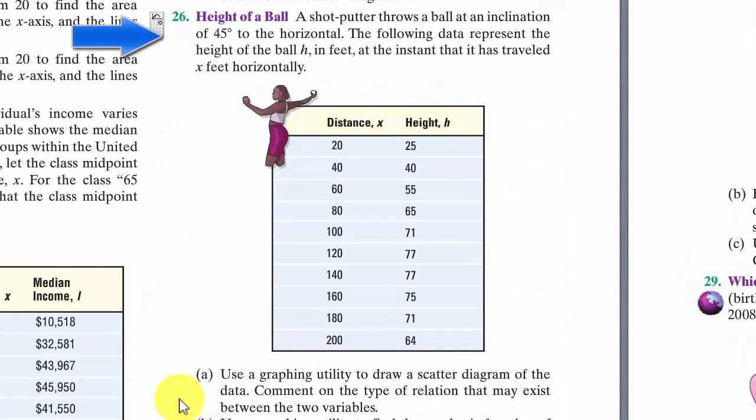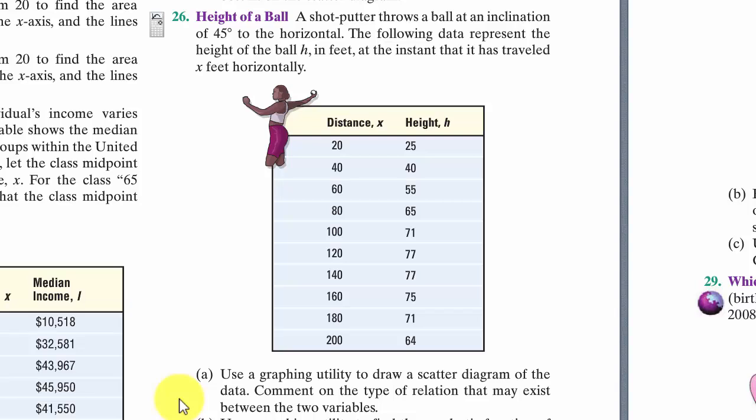The question says, height of a ball. A shot putter throws a ball at an inclination of 45 degrees to the horizontal. The following data represent the height of the ball h in feet at the instant it has traveled x feet horizontally. So in other words, they're giving you the height as a function of the distance from the thrower as measured horizontally. And I can't recall seeing a shot putter throw this far, but let's just go with it for the sake of discussion here.